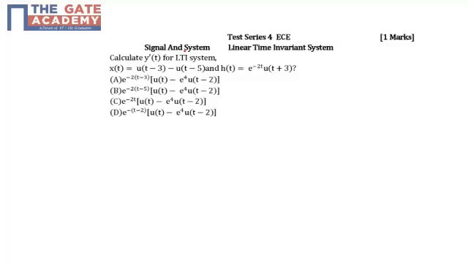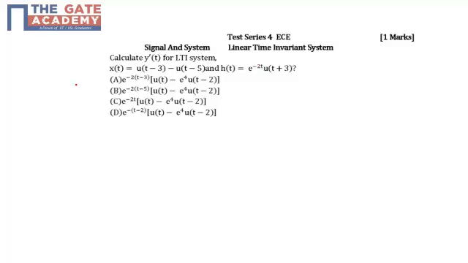The question is we are supposed to calculate y dash of t for the LTI system for which x of t is equal to u of t minus 3 minus u of t minus 5, and h of t is equal to e power minus 2t u of t plus 3.